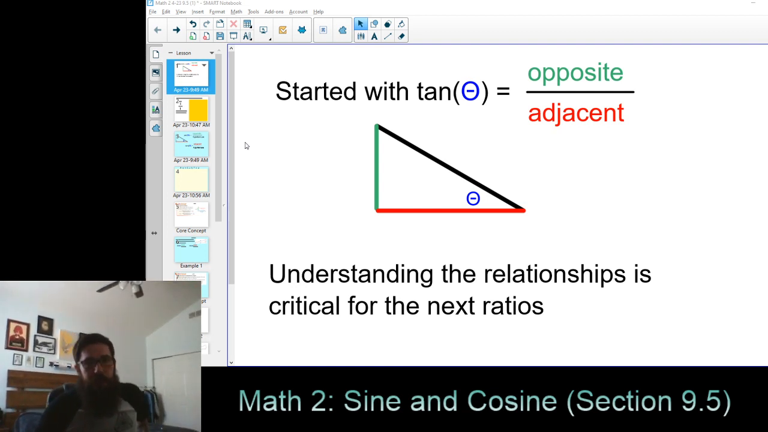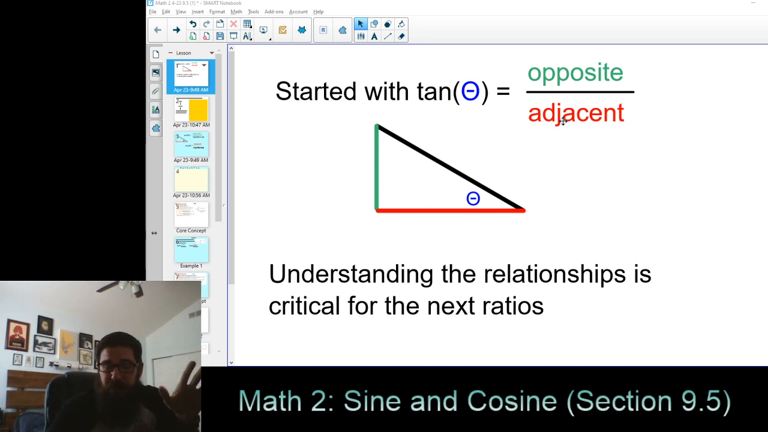Okay, we're on now to section 9.5. That's going to cover two new skills here. And the reason we started with tangent last week is we really needed to drill in the idea of what we mean by opposite and adjacent. So relative to an angle, which side's basically on the opposite, it's not touching.